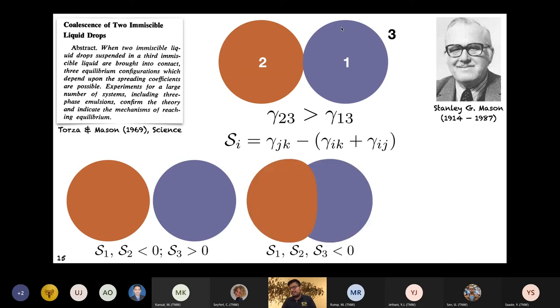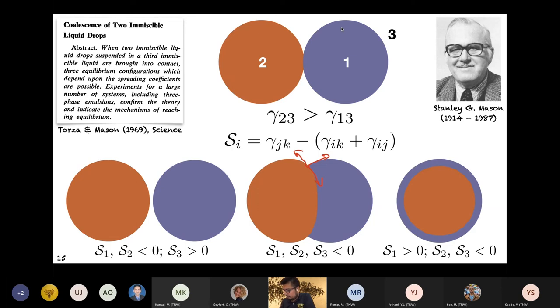So now what happens when all three spreading coefficients are negative? Then you get what people often refer to as the Neumann triangle. So you have three surface tension forces which balance each other exactly at this contact line. And this is the three-phase equivalent of the Young-Dupré angle, basically.